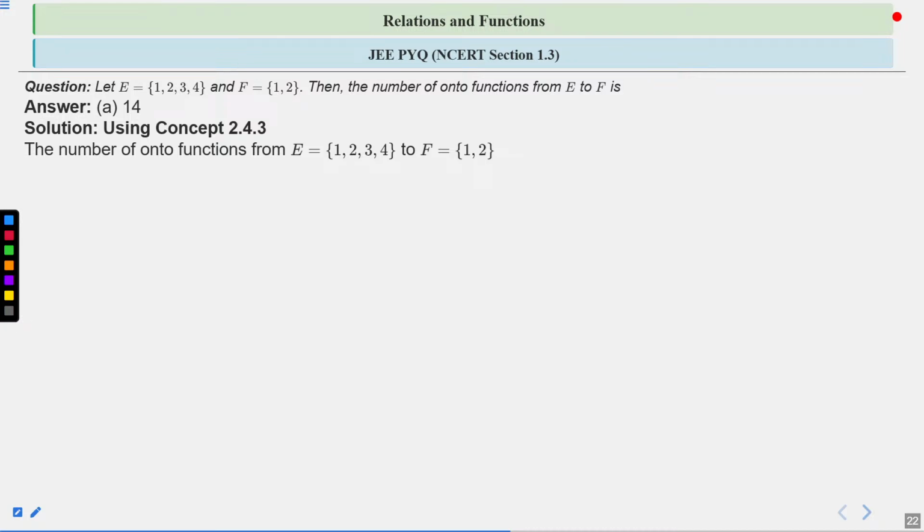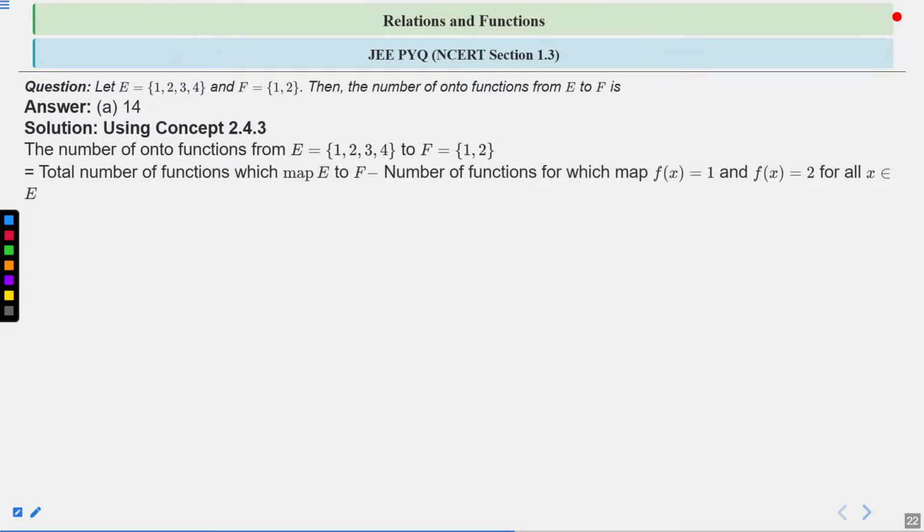We need to find the number of onto functions from E, which is {1, 2, 3, 4}, to F, which is {1, 2}. So the number of onto functions will be equal to the total number of functions or maps defined from E to F, minus the number of functions for which f(x) = 1 for all x belonging to E, and f(x) = 2 for all x belonging to E. That is, E is {1, 2, 3, 4} and F is {1, 2}. Clear?